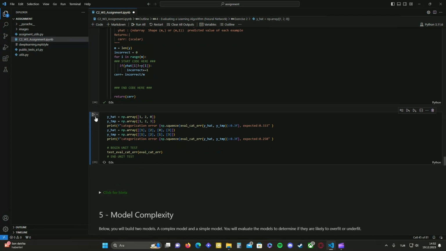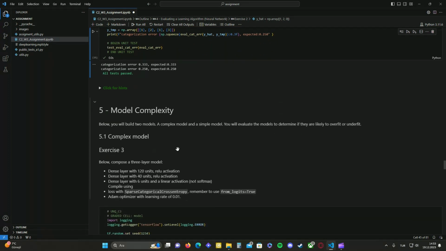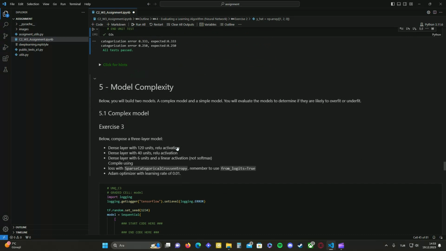And the categorization error is 0.33. The expected is the same; the categorization error and expected error are the same. Here is model complexity.